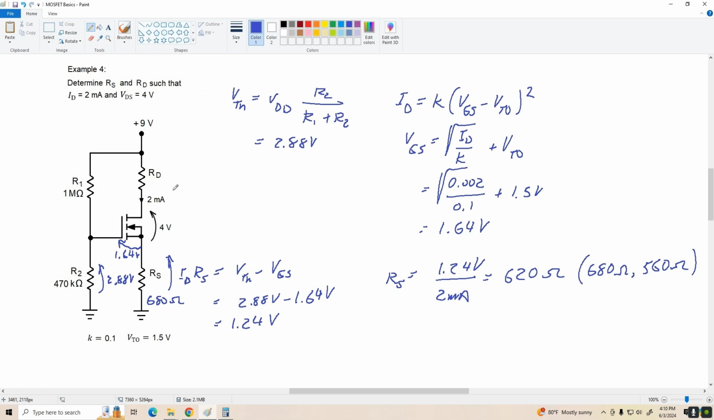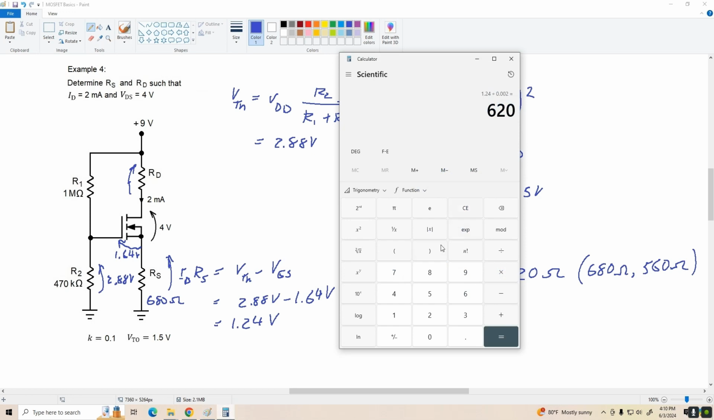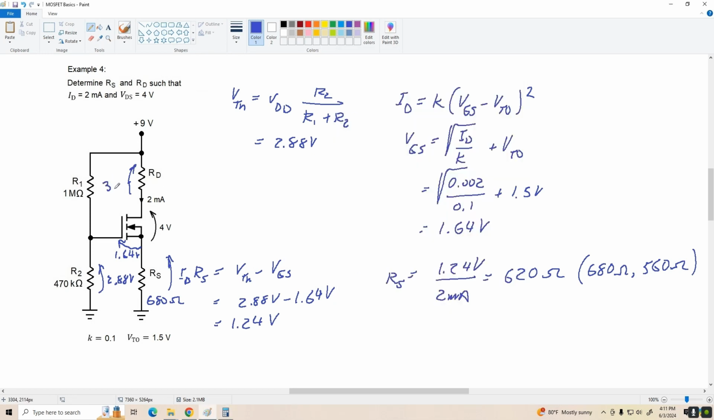All right, next thing, let's determine R sub D. So let's see, what is our drop here? We've got 9 volts minus 4 volts minus 1.24. So 9 minus 4 minus 1.24 is 3.76. So we're going to want to drop about 3.76 volts here.